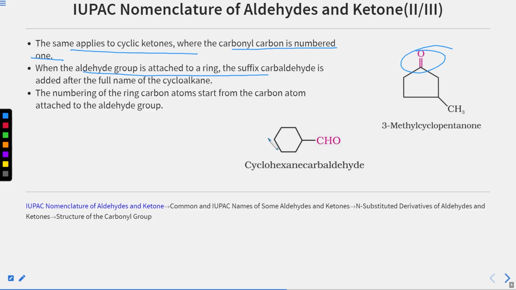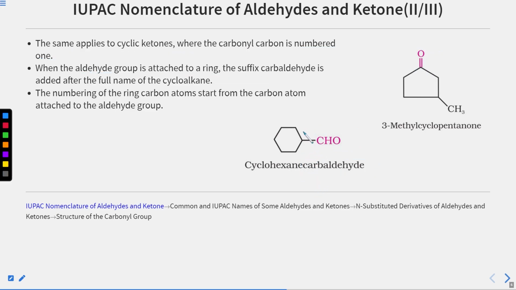Now let us take one more example here, which is this ring along with a CHO group. Now its naming is not the same as our normal nomenclature, but it has one special term, that is carbaldehyde. So when do we use this carbaldehyde? See this: when an aldehyde group is attached to a ring which is not aromatic, here you can see that it is not aromatic, then we add a suffix carbaldehyde at the end of the full name of the alkane.